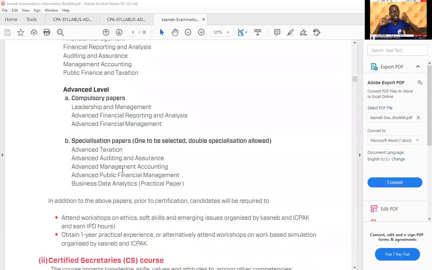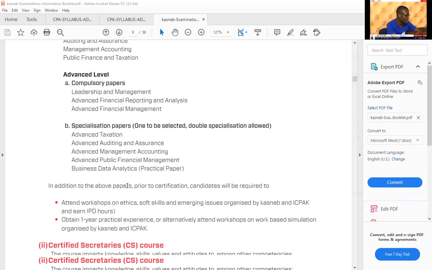Now, take it as section 6 under the current syllabus, we'll be talking about specialization papers. For specialization papers, ideally, we'll be talking about advanced taxation, advanced auditing and assurance, advanced management accounting, advanced public financial management, business data analytics. These are practical papers. And this is what Kasneb has brought in, which is why I'm saying this new syllabus has been designed to equip accounting students with skills and knowledge, and also practical experience, which they can apply in the practical world.